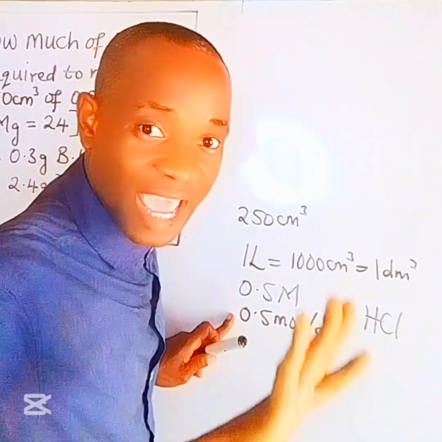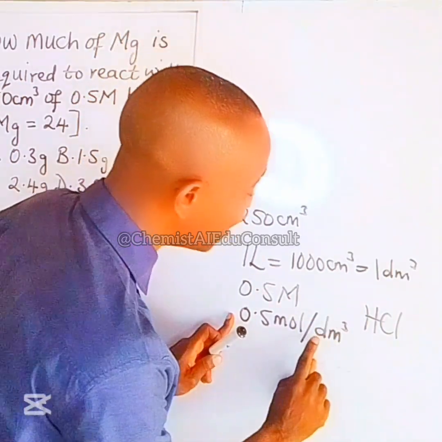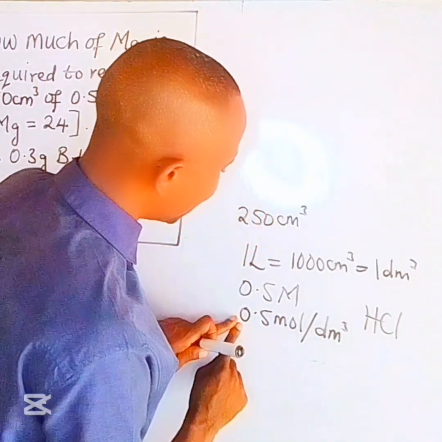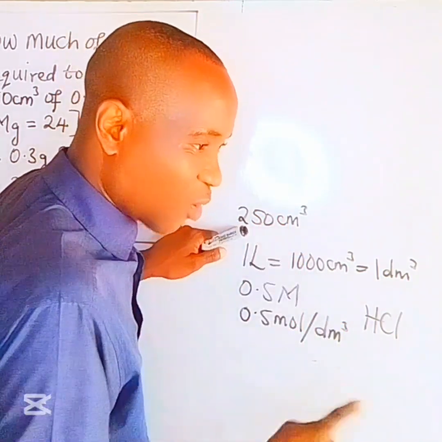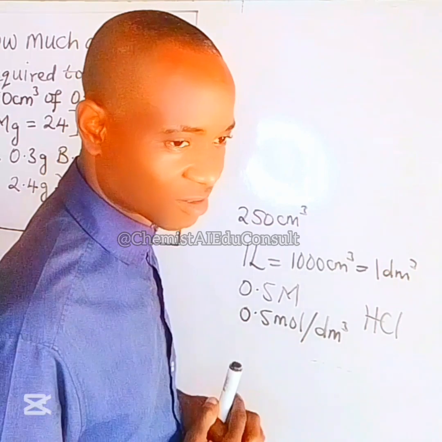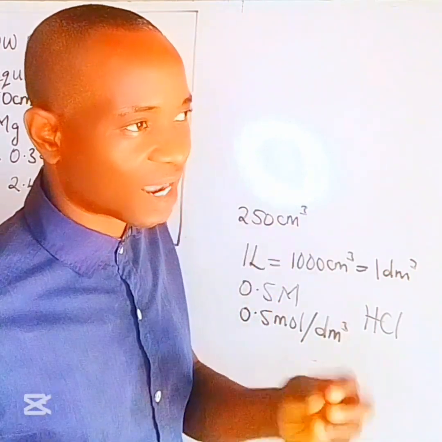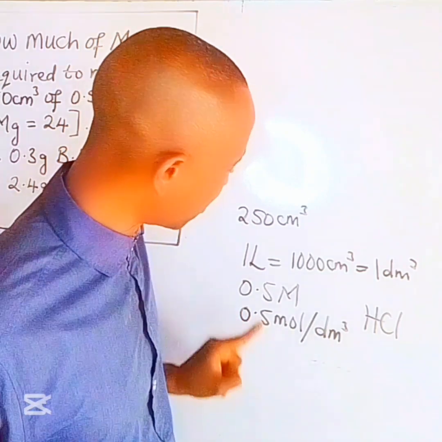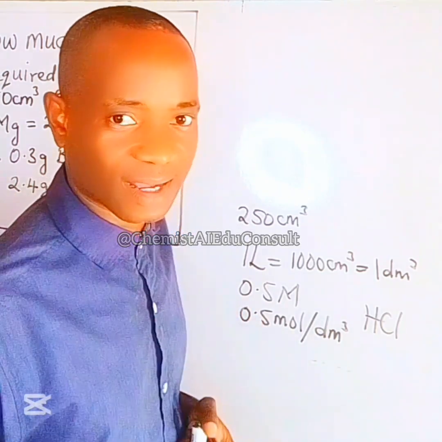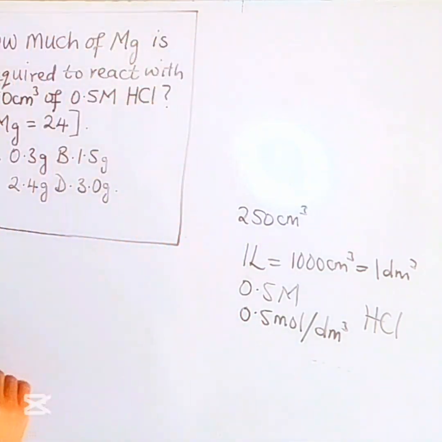It means that in every 1 liter, that is in every 1 dm cube, there is 0.5 mole, and 250 means the real volume of the acid we are talking about. So we have quarter liter of this acid having a concentration of 0.5 mole in every liter. Now, let us go back to the question.